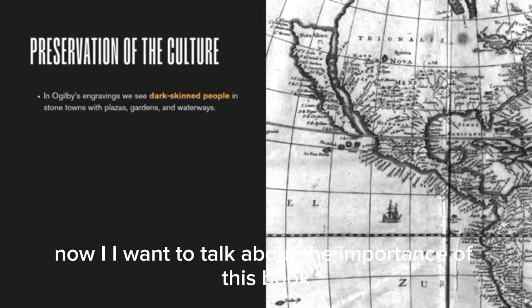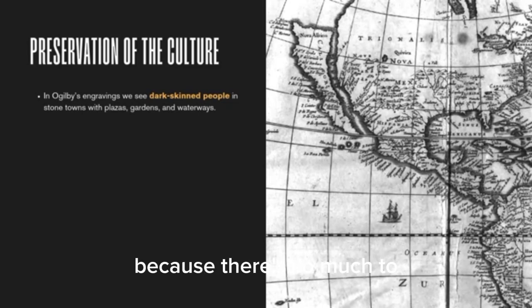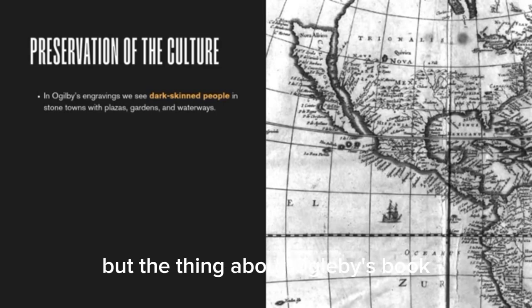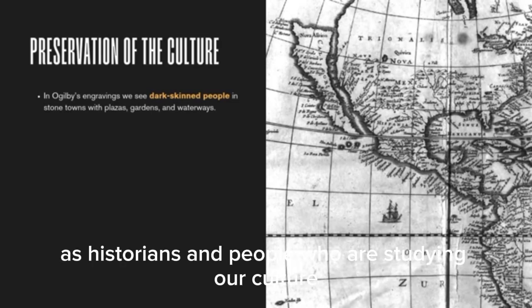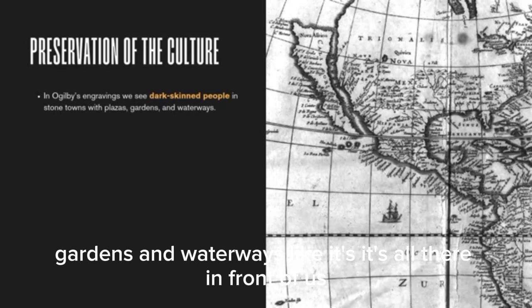Now, I want to talk about the importance of this book. And I know I'm doing a really quick overview of this because there's so much to unpack in this particular book. And we're going to be doing a series, as I mentioned. But the thing about Ogilby's book, which we can surely appreciate as historians and people who are studying our culture, is that we see dark-skinned people and stone towns with plazas, gardens, and waterways. Like it's all there in front of us.